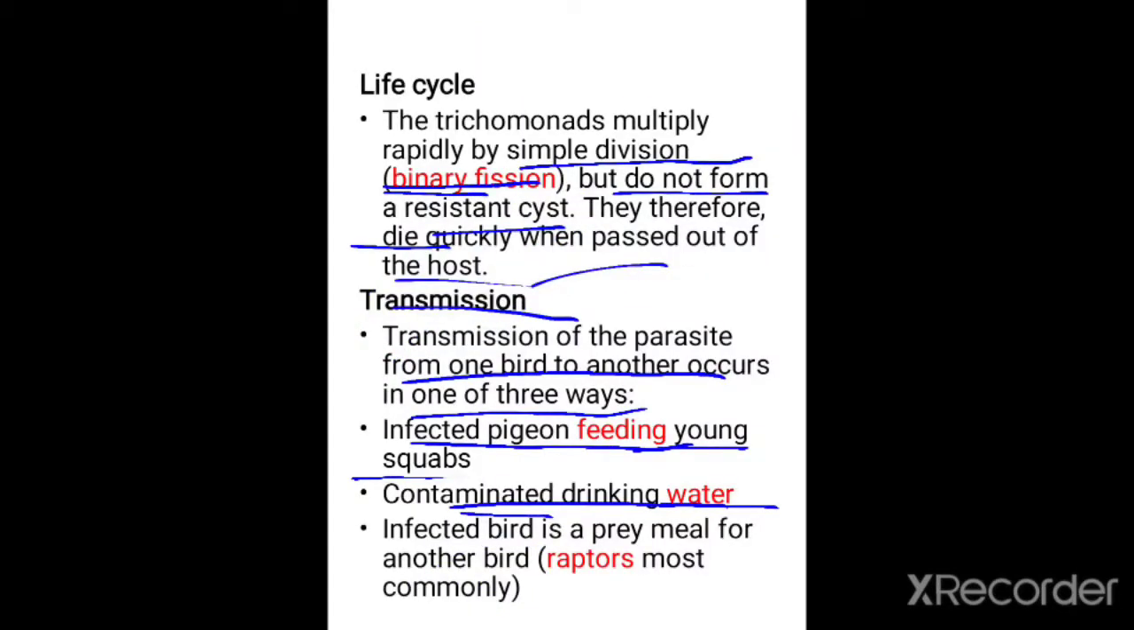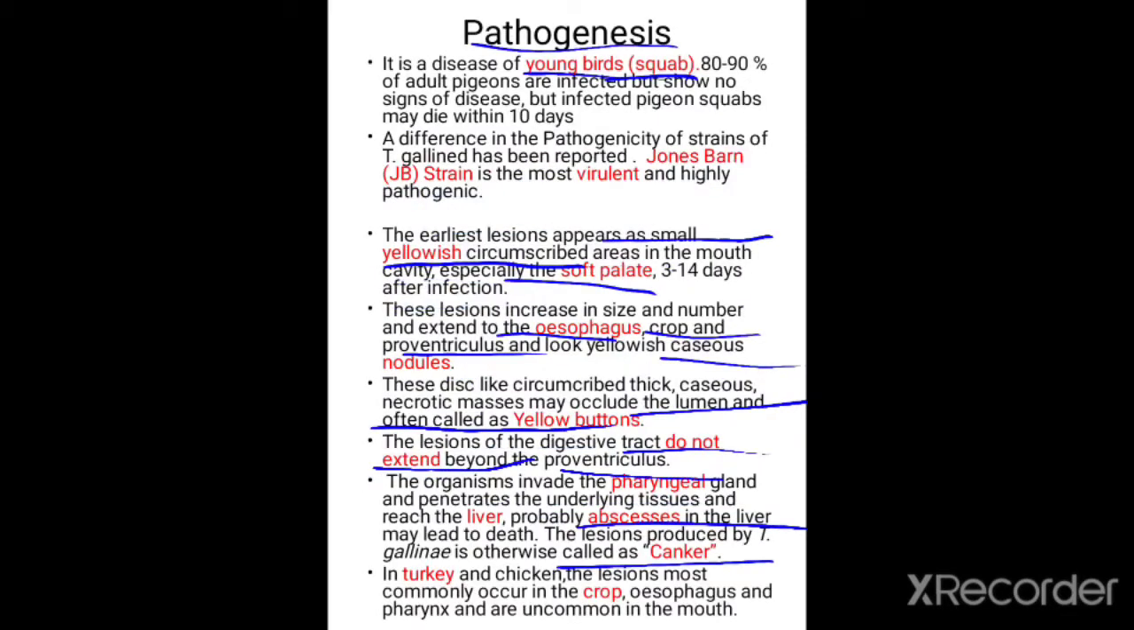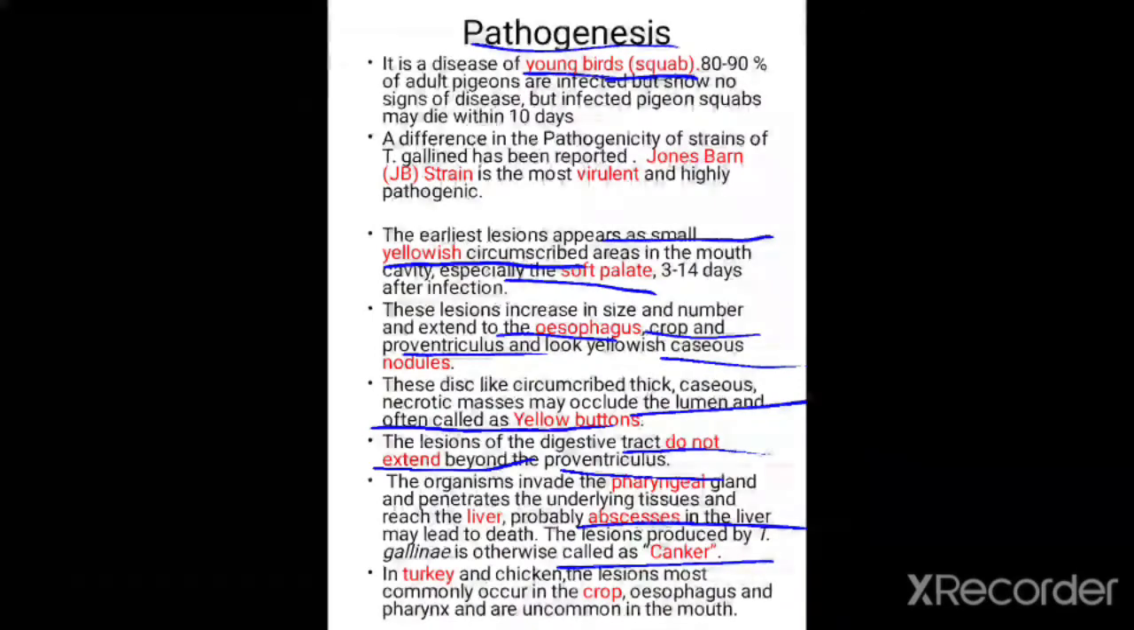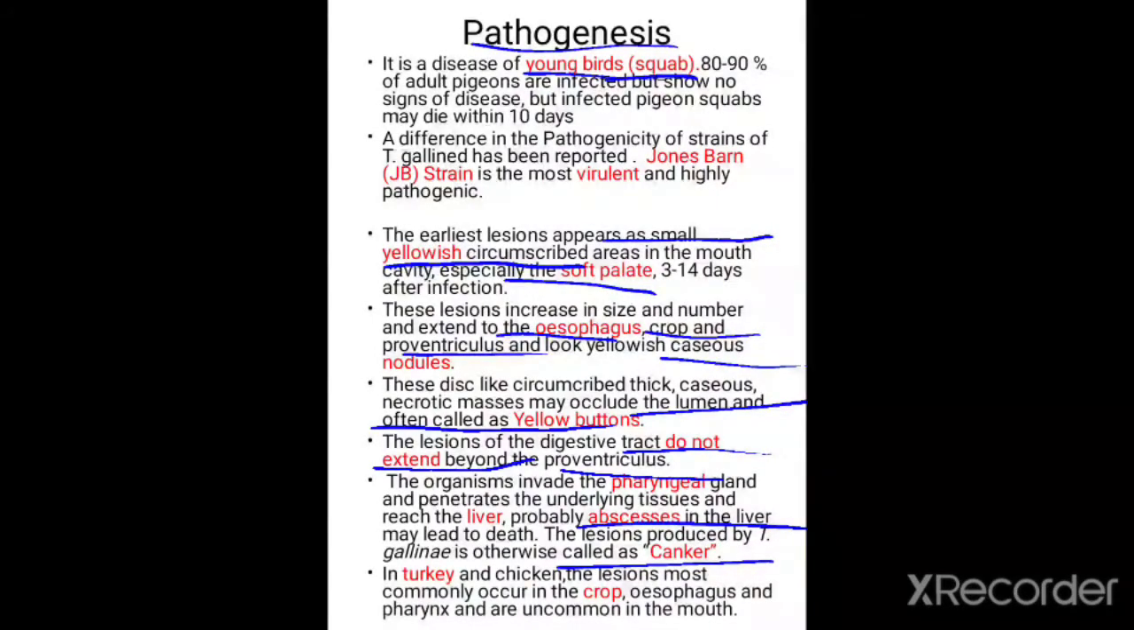When it comes to the life cycle, it divides by simple division, that is binary fission, and they do not form cysts. It is transmitted from one bird to another via infected pigeons feeding the young squabs and through contaminated drinking water. When it comes to the pathogenesis, it is a disease of young birds. Young pigeons are called squabs, and 80 to 90% of adult pigeons are infected but show no signs of the disease.